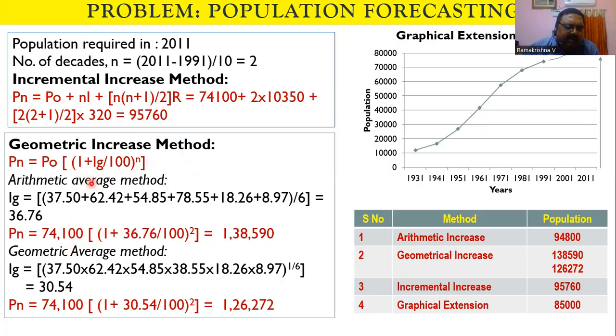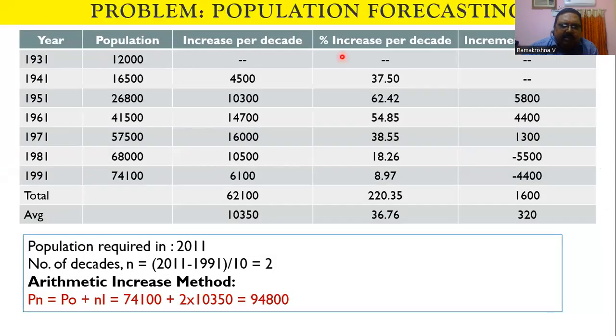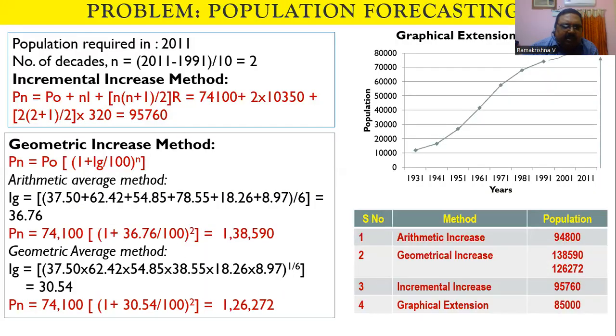Arithmetic average method means simply take the percentage increases we have calculated, make a total, and then take an average. This is the arithmetic average: the summation of all the decade percentage increases, divided by the number of entries. The arithmetic average of the geometric increase method comes out to 36.76.